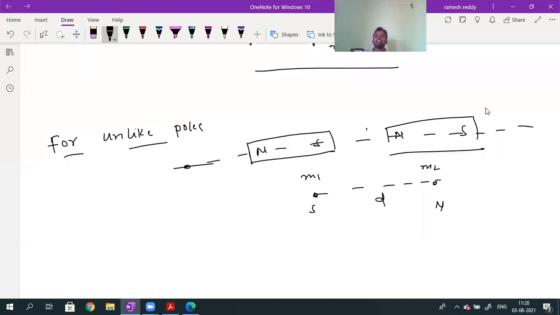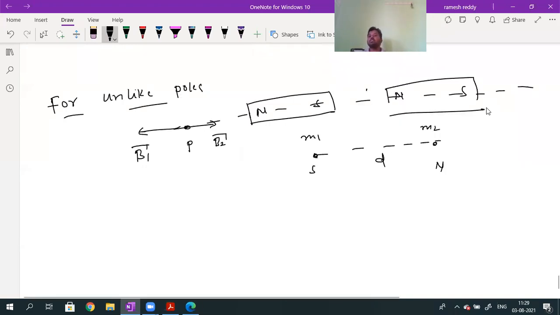When I consider the point P here, because of this north pole, the magnetic field will be radially outward. Because of the south pole, the magnetic field will be radially inward. So at this point P, these both are opposite in direction. That's why the null point will be obtained outside.